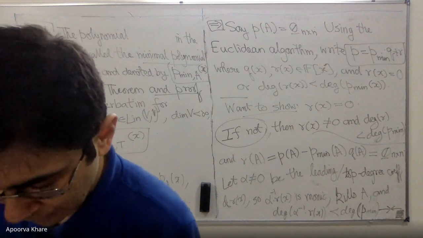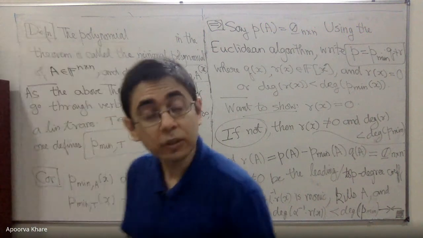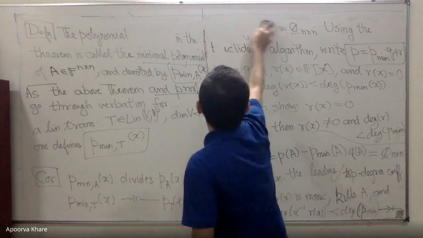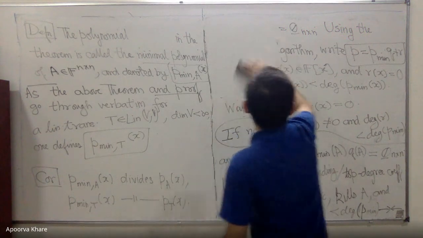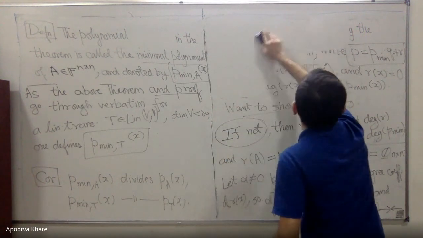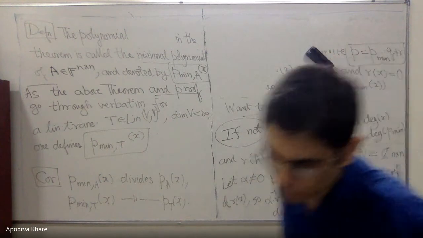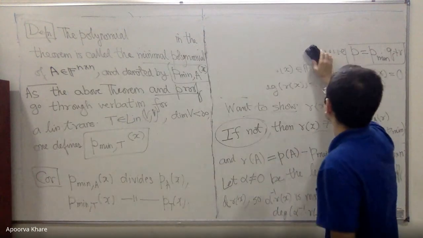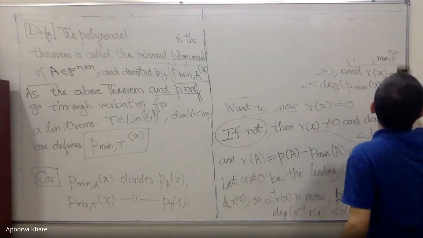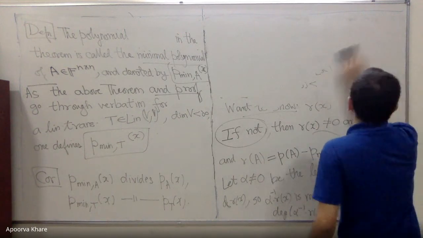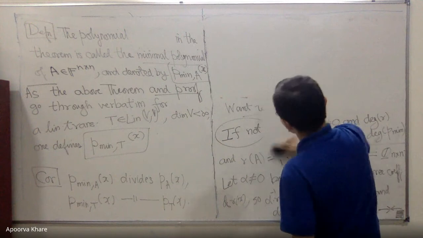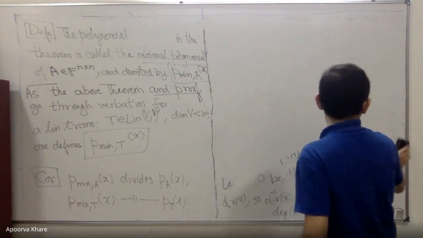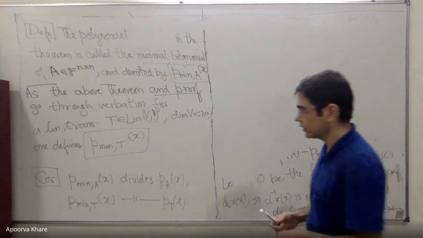Great. Now let's do some examples of minimal polynomials. We've seen the statement, we've seen the theorem. Let us do some examples. And I think all my examples are going to be upper triangular. Okay, let's start with the identity matrix.